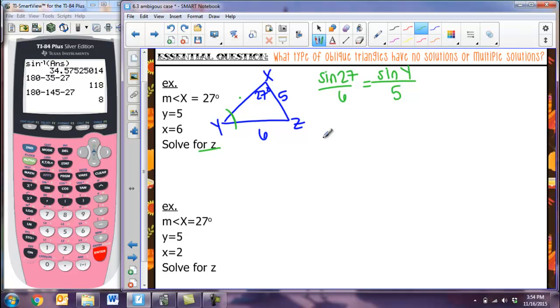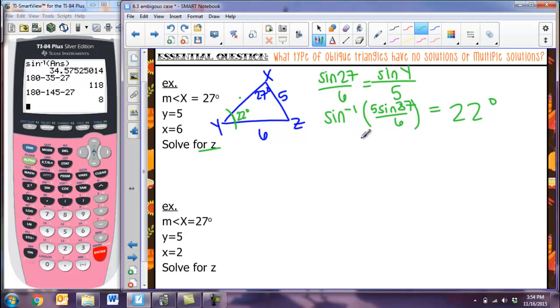Okay, so then I do all my business here, and I would have taken the inverse sine of 5 sine 27, not y, struggling, over 6. And then when I plug that in my calculator, I would get that that is approximately 22 degrees. Okay, so that's my first option for y. Y could be 22 degrees.